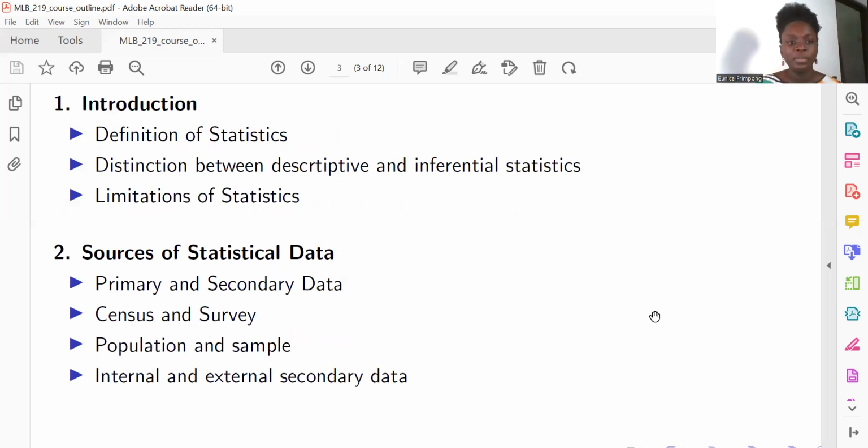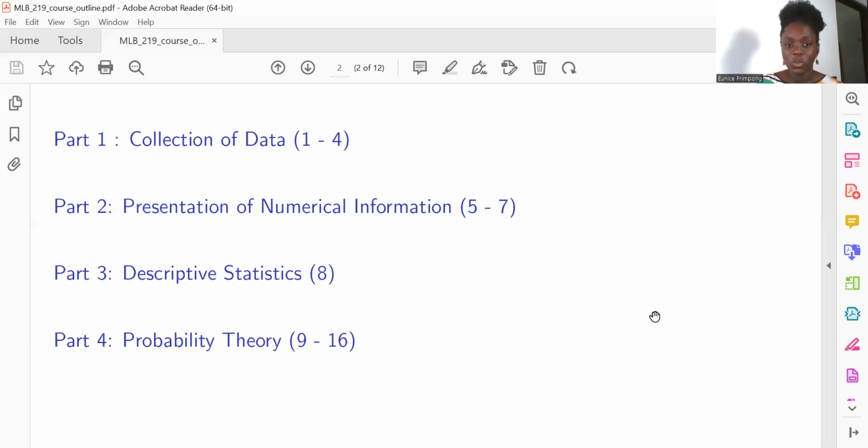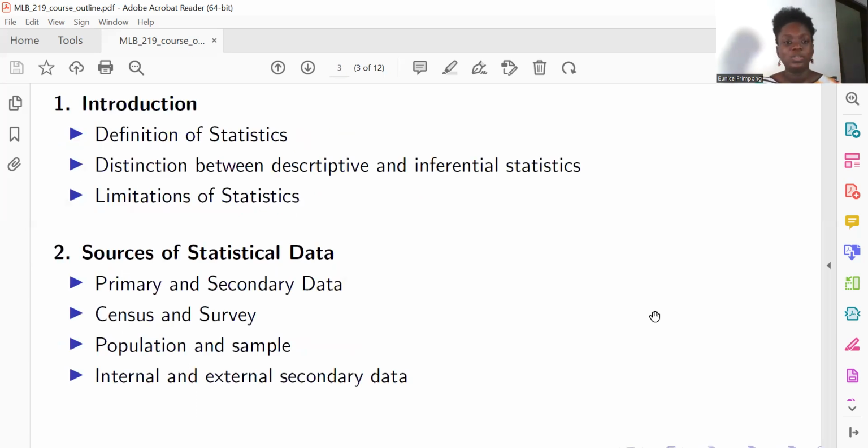So we will begin with part one, and according to how it's been labeled, it means the section one to four make up part one. All right, so we are looking at part one now, and in part one, we will try to define statistics. And then we will look at the types of statistics. We have two types, which we refer to as descriptive statistics and inferential statistics. And then we'll look at some limitations there are in studying or applying statistics in any field of studies.